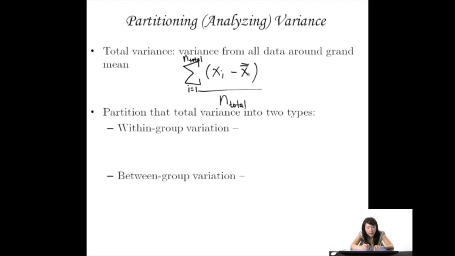Get their distance away from the grand mean, square it, add those squared distances together and divide by n. This is just the general idea of variance: average squared distance from the mean. In this case, we're talking about the grand mean. And so how do we say total variance? Well, it would be nice if we could say this is something subtotal, right?